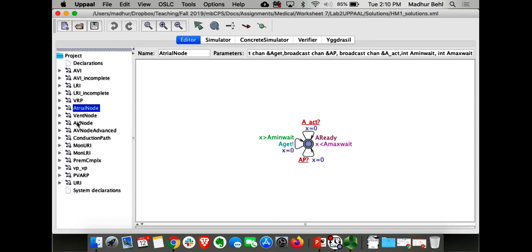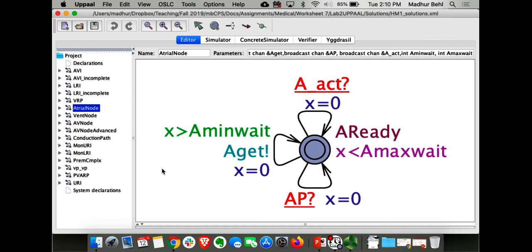So if I click on the atrial node template on the left-hand side column, this is all of the atrial node in Uppaal. And sure enough, it looks very different from what the atrial node looked like in Simulink. So what's going on here? Let's just try to read or understand this timed automaton.